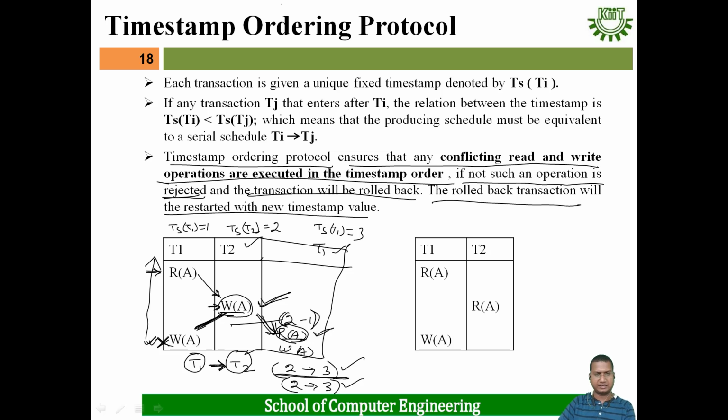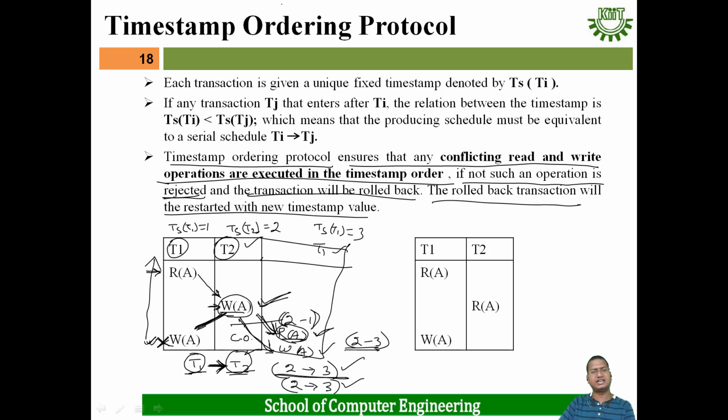Then after that, write A to write A is another conflicting operation. For that, this is also from 2 to 3. That means the order is the same as the timestamp order. That's why it will not create a problem. That means whenever two transactions T1 and T2 are there, there is some timestamp order, and we have to find out the timestamp order. Suppose T1 is executed first, then T2. This is the timestamp order. Then we have to find out all the conflicting operations among the read and write operations.